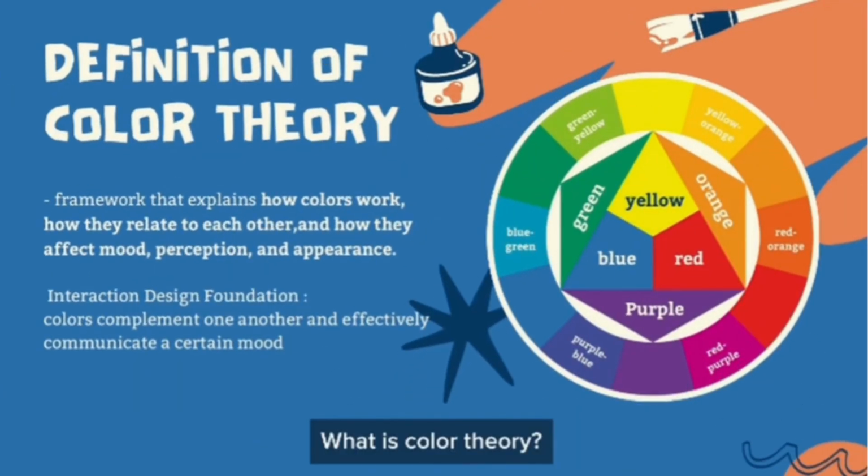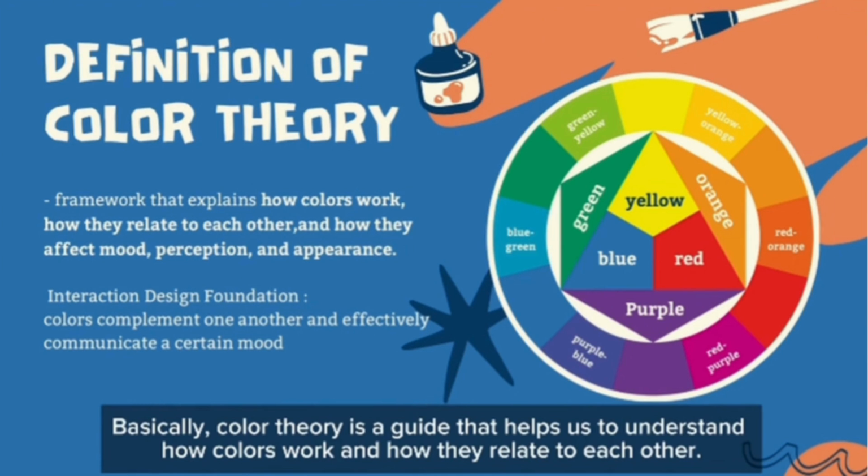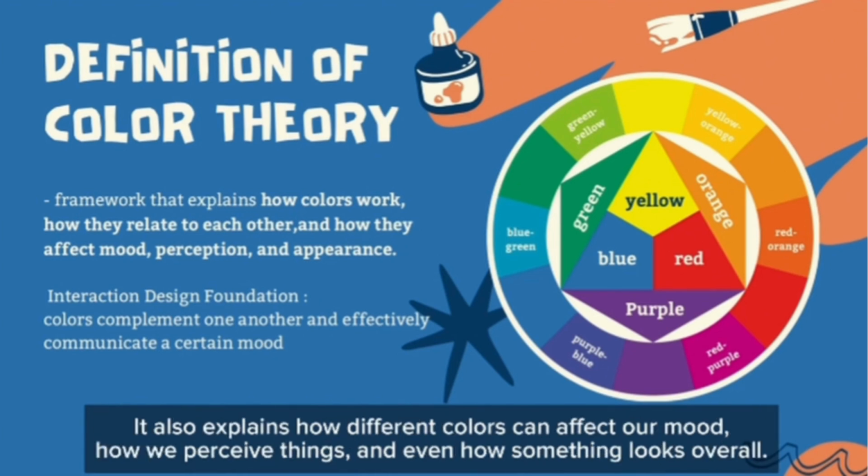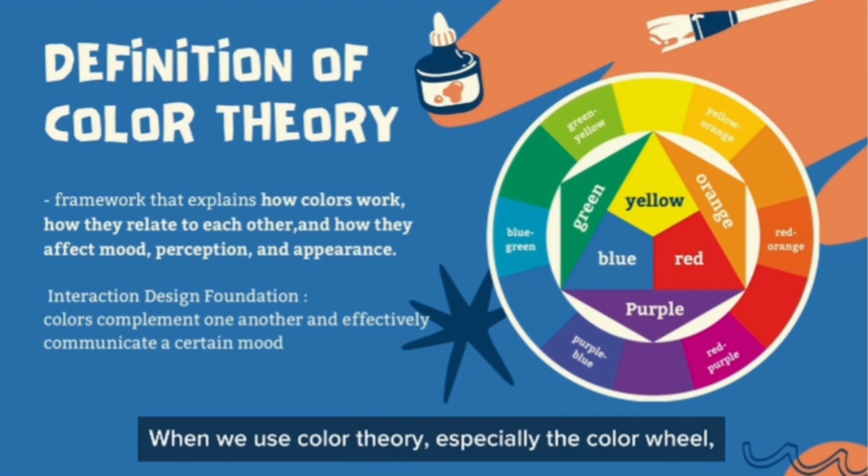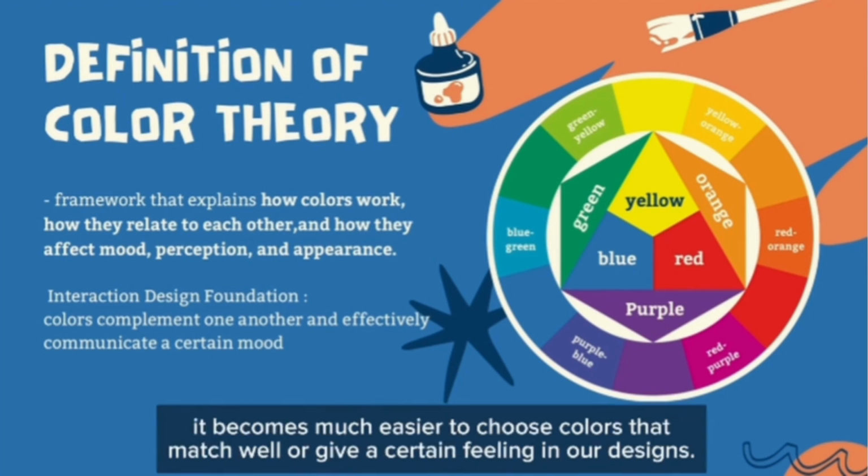What is color theory? Basically, color theory is a guide that helps us to understand how color works and how they relate to each other. It also explains how different colors can affect our mood, how we perceive things, and even how something looks overall. When we use color theory, especially the color wheel, it becomes much easier to choose colors that match well or give a certain feeling in our designs.